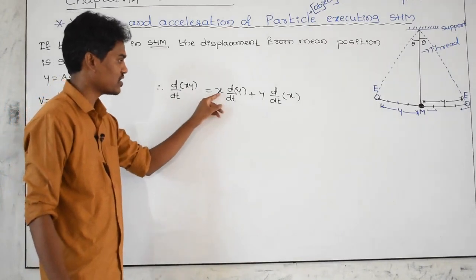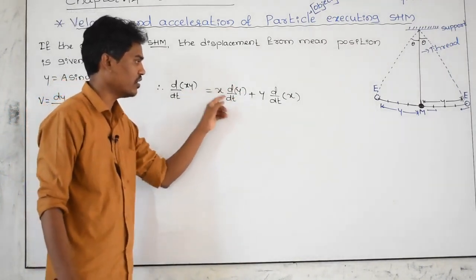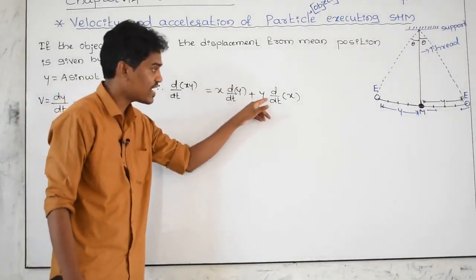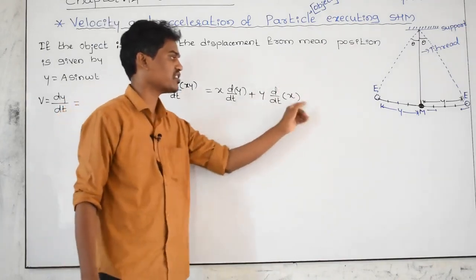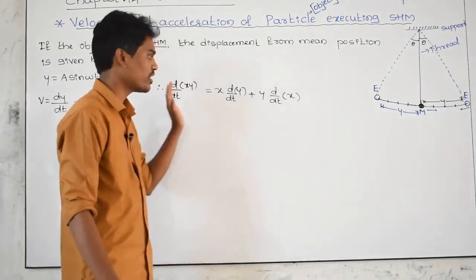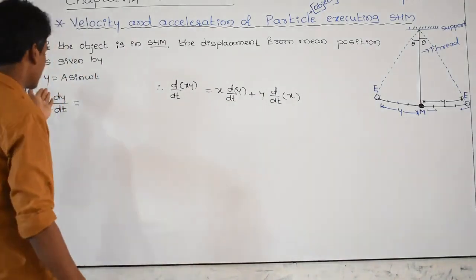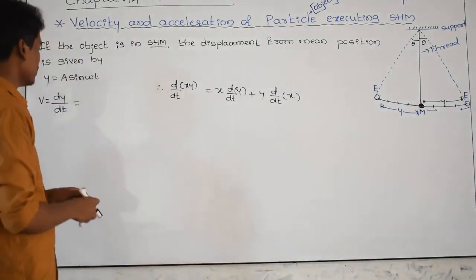First keep x as it is and differentiate y, plus then keep y as it is and differentiate x. We call it the product rule, and the same you have to apply to that formula here.